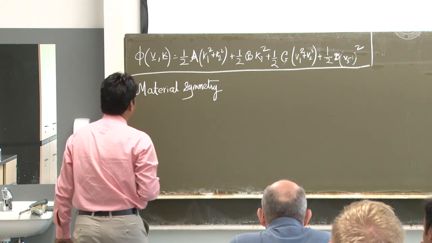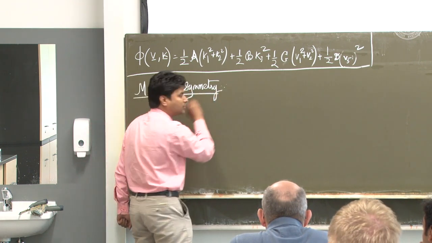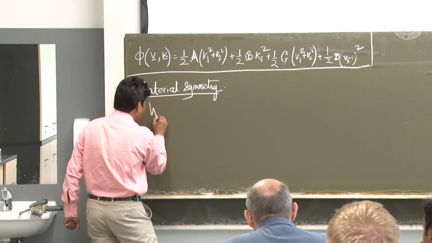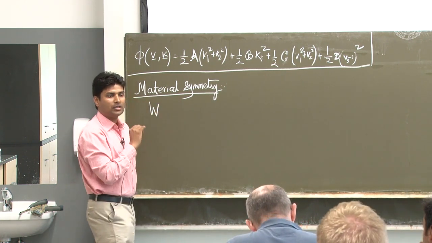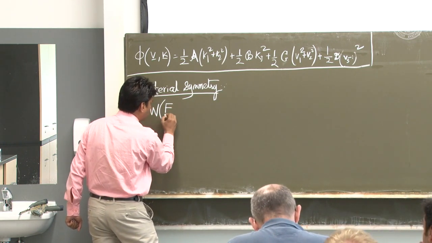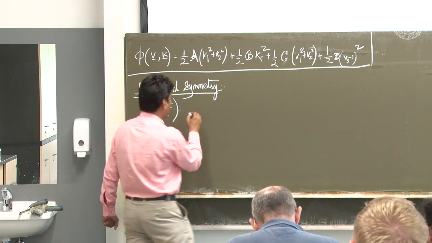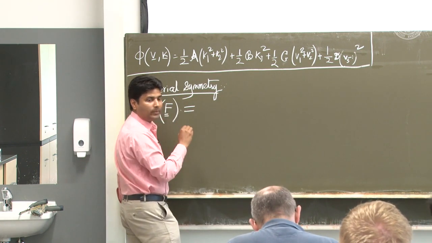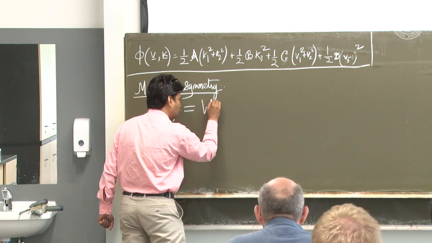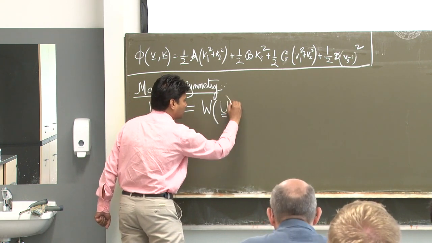Okay, so all of us know about the concept of material symmetry. We start with W, the 3D strain energy density, being a function of the deformation gradient, big F. Then we apply objectivity or frame indifference, and we say that the energy function should only depend on the U part of the polar decomposition of big F.